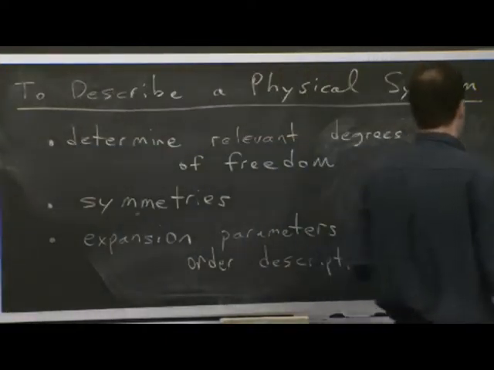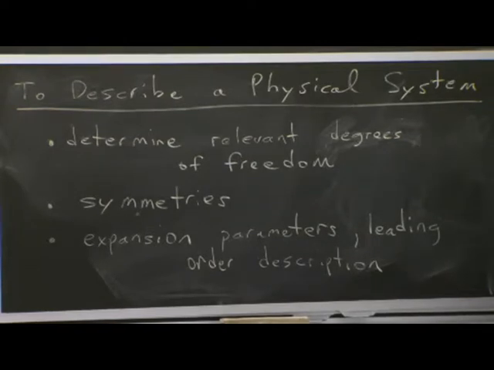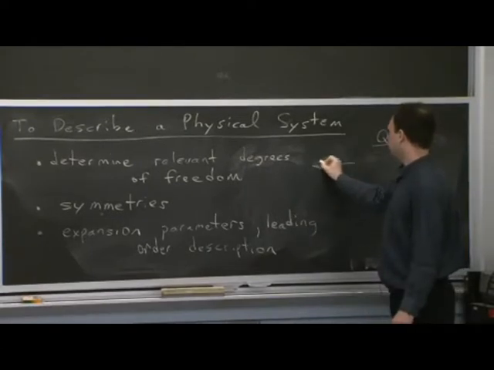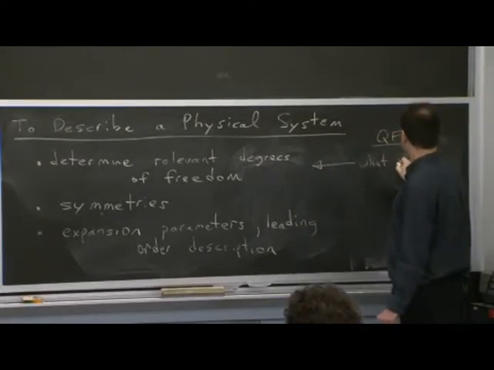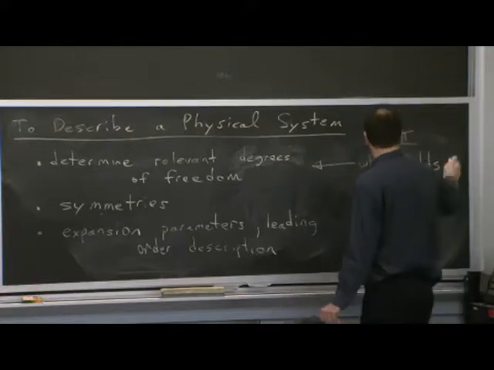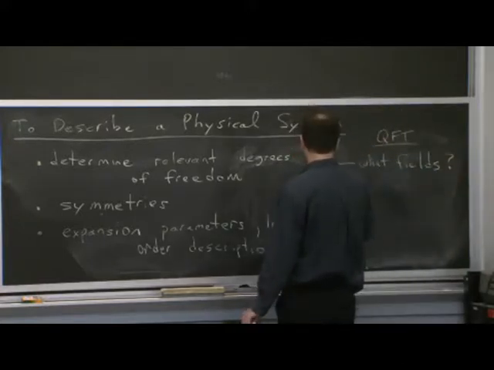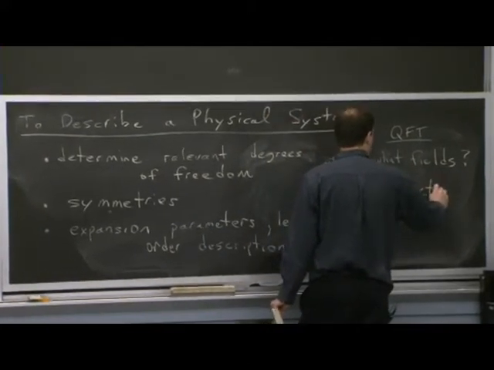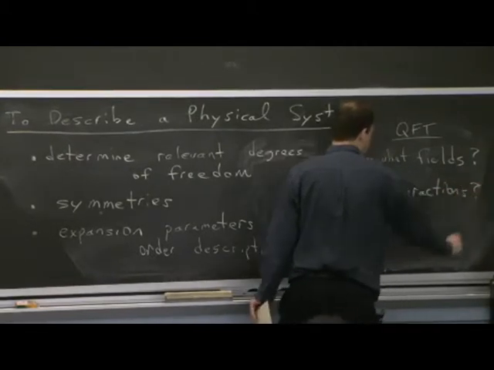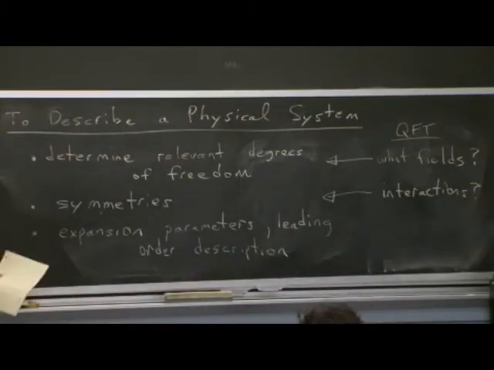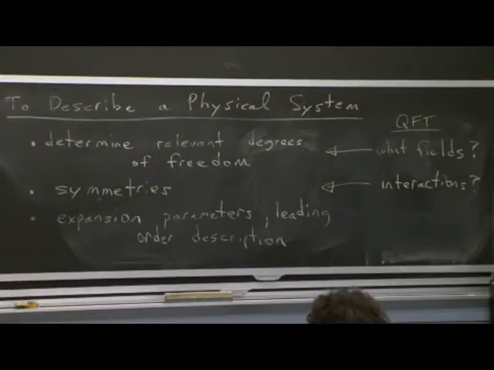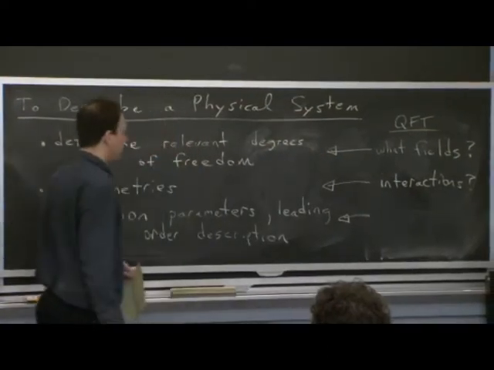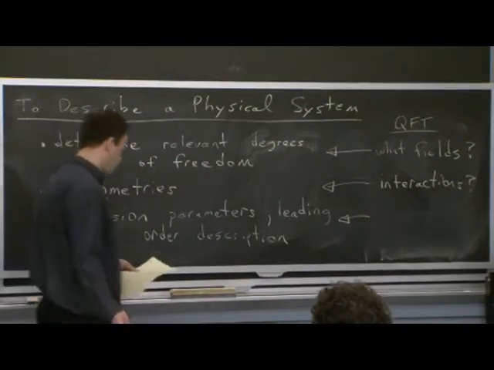This is true, actually, independent of what theory you're talking about, if you're doing quantum field theory. What this first one means is figuring out what fields you're going to be using. The symmetries basically guide you about the interactions. If you have gauge symmetry, then of course you're going to write down something that respects that symmetry. That's going to tell you something about the interaction terms. And then finally, this expansion parameter goes under the rubric of what is called power counting.